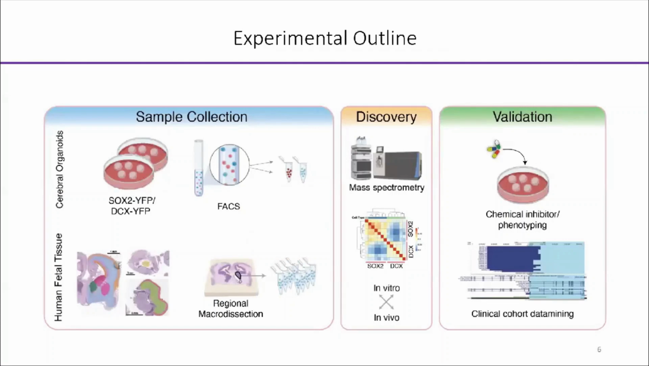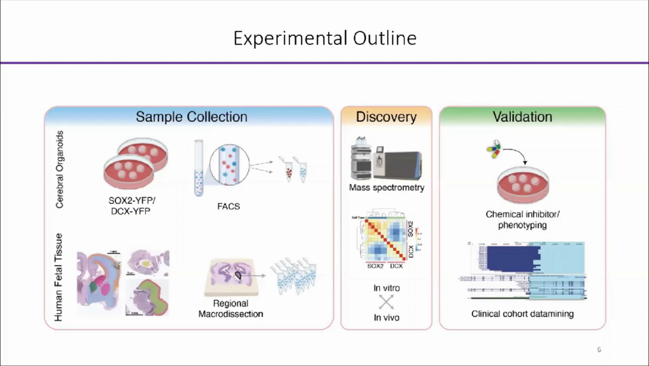In short, we used two cell tag lines to grow cerebral organoids. At three different time points, we took organoids out of culture and proceeded with fluorescence-activated cell sorting that allowed enrichment prior to profiling. At the same time, we utilized the human fetal tissue proteomic dataset, and all these samples were prepared for liquid chromatography tandem mass spectrometry-based proteomics.